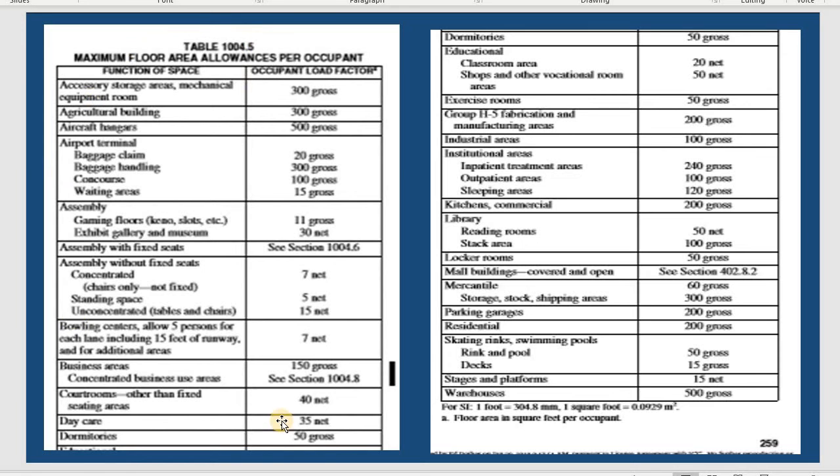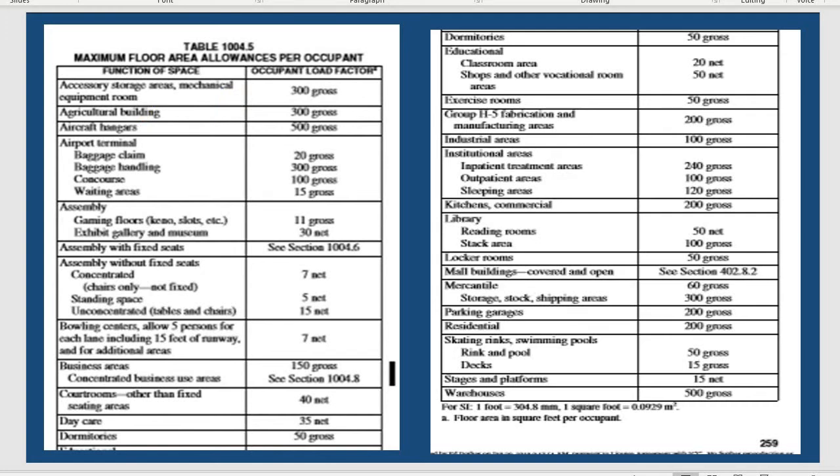So basically, this table 1004.5 shows you the maximum floor area allowance per occupant. One occupant, how much area they need. So this is the number for the area one person needs, or one occupant needs. Okay, so you can look in the International Building Code, page 259 in the International Building Code 2019. So this is the table that shows you that.